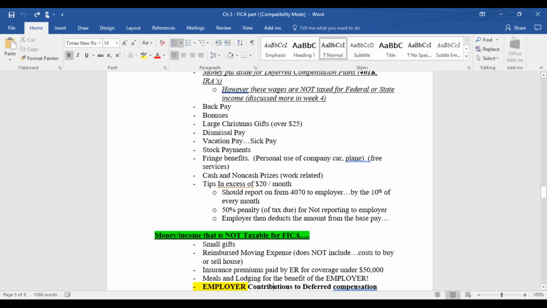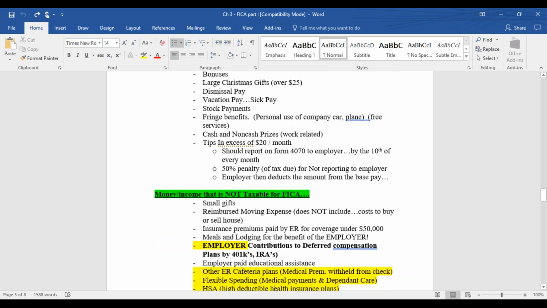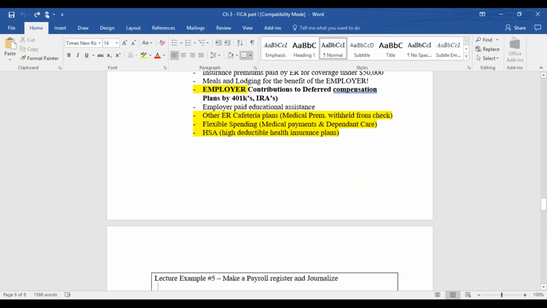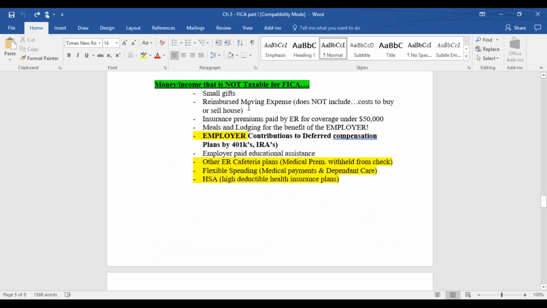Read through the rest of these. These are mainly just regular compensation type items that you are taxed for FICA. However, these are the ones that you'll want to have memorized. These items are not taxable for FICA, and the ones in yellow down here are your primary ones that happen quite a bit, especially for those who have a full-time position somewhere, a salary type job, or at least full-time hourly could be as well.